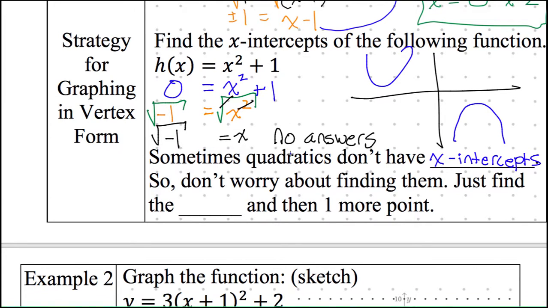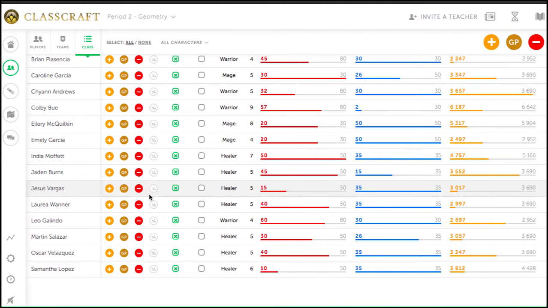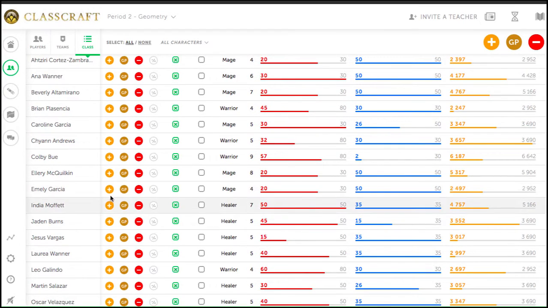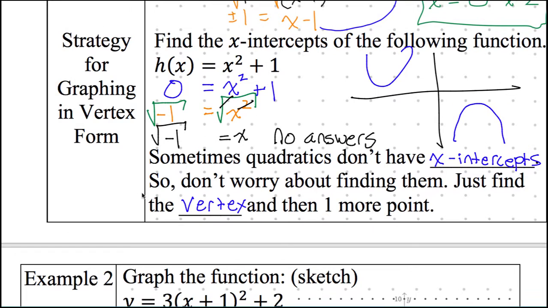Quiet raised hand is yes, Emily. There it is. Why even bother? Because you have to quietly raise your hand. Emily, I can get your card. Always find the vertex and then one other point.